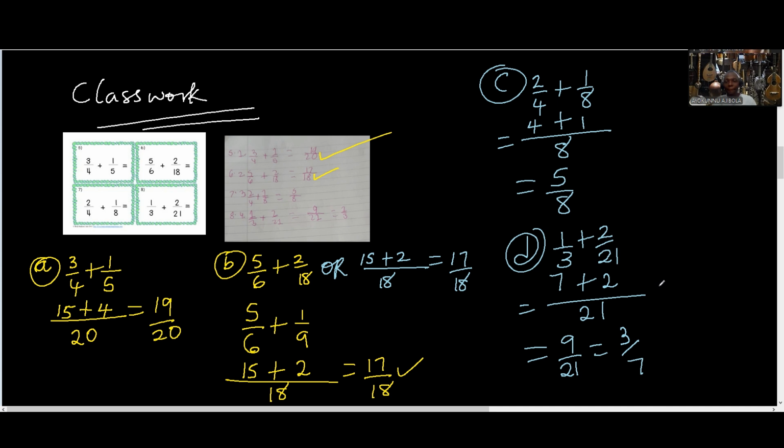So how did you get your answer? You got 1 over 3. It's supposed to be divided by 3 because 9 cannot divide 21. If it's 7 over 21, that'll be 1 over 3. But since it's 9 over 21, yeah, that was the mistake you made there.